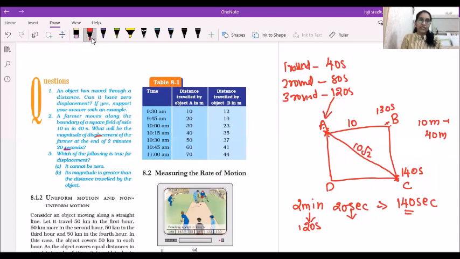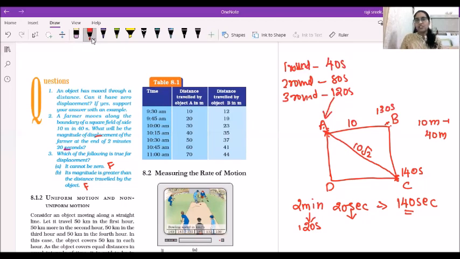Which of the following is true for displacement? That is the third question. It cannot be 0. It can be 0. So this statement is false. Its magnitude is greater than the distance traveled by the object. This statement is also false. Distance and displacement can be equal, but displacement will never become more than distance. Always distance will be higher than displacement. In a straight line motion, both of them can be the same.